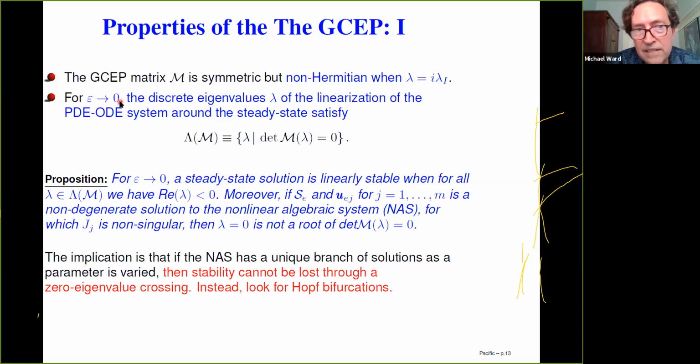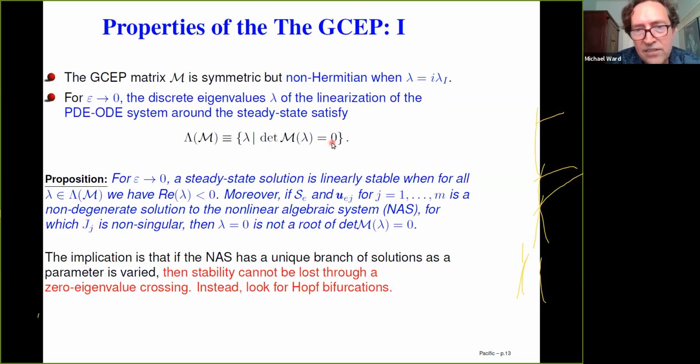But the result is that for epsilon tending to 0, the discrete eigenvalues of the linearization of the PDE system around a steady state are in this set. It's a set, capital Lambda, of all such small lambda for which the determinant of M is equal to 0. So I have to solve a big nonlinear matrix eigenvalue problem.